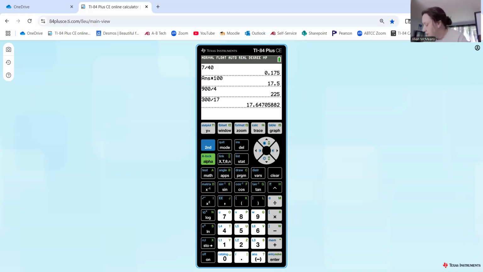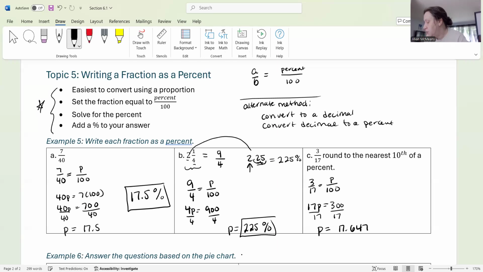So we get 17.647. But remember, the directions told us to round to the nearest tenth of a percent. So rounding to the nearest tenth, that's going to be the 6. So to the right of that, I have a 4, which tells me to round down. So we're going to say this is approximately 17.6%.